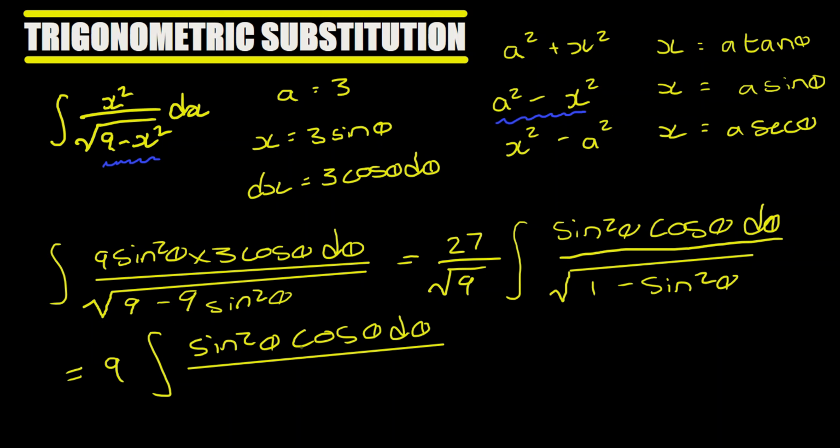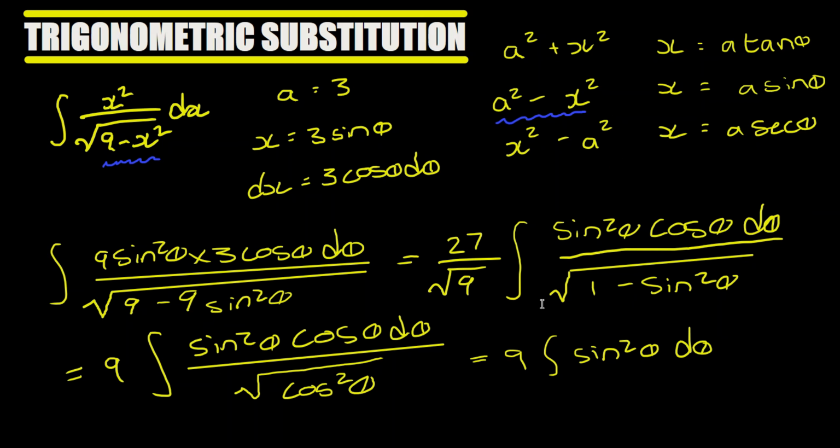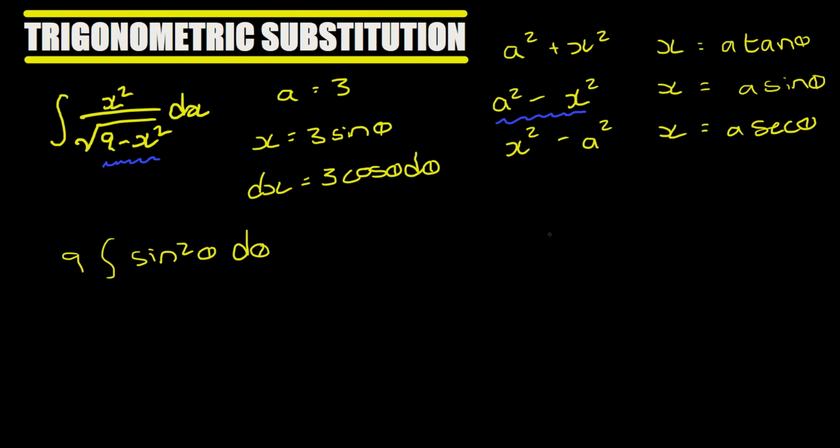But from trigonometric identities, we know that cos squared theta is equal to 1 minus sine squared theta. So we can write the root of cos squared theta. We are then left to find the integral of sine squared theta with respect to theta. We can now solve our equation, where we should recognize the trigonometric identity that cos 2 theta is equal to 1 minus 2 sine squared theta, where we can make sine squared theta the subject of the formula.